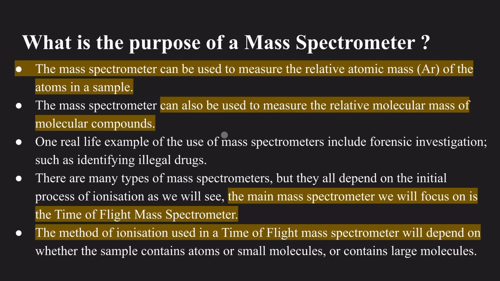So what is the purpose of a mass spectrometer? Well, the mass spectrometer can be used to measure the relative atomic mass, AR, of the atoms in a sample. It can also be used to measure the relative molecular mass of molecular compounds. So the sample can either contain a substance that has atoms, or a sample that contains molecules. One real-life example of the use of mass spectrometers is forensic investigation, such as identifying illegal drugs. There are many types of mass spectrometers, but they all depend on the initial process of ionization, as we will see. The main mass spectrometer we'll focus on today is the time-of-flight mass spectrometer.